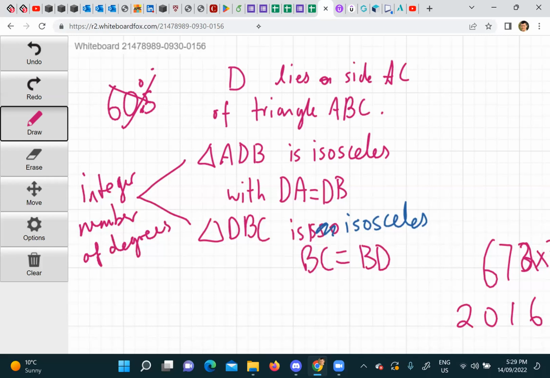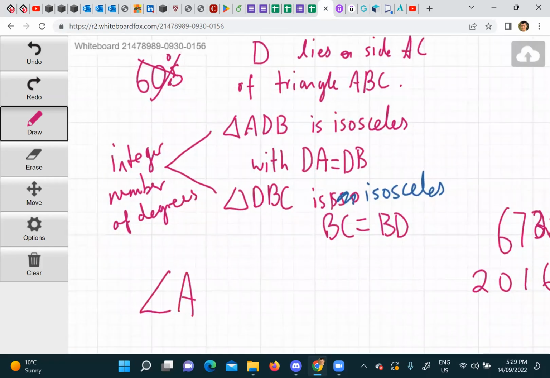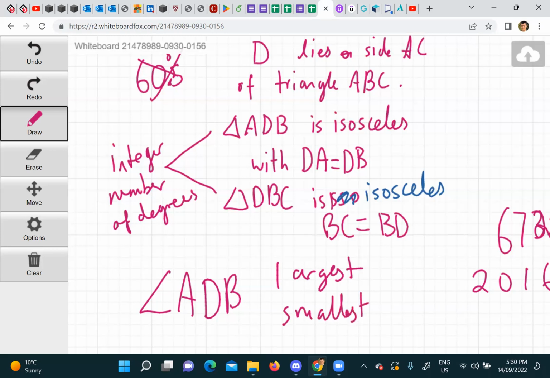So the question asks, what is the difference between the largest and smallest values that angle ADB could have? So let's look at angle ADB. I want you to draw a diagram.